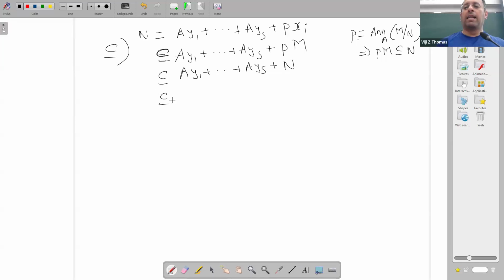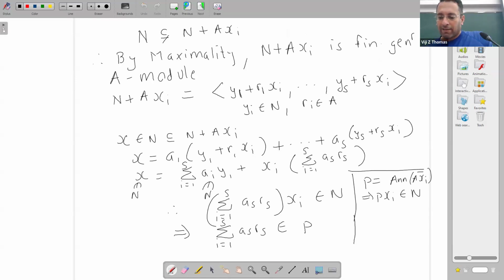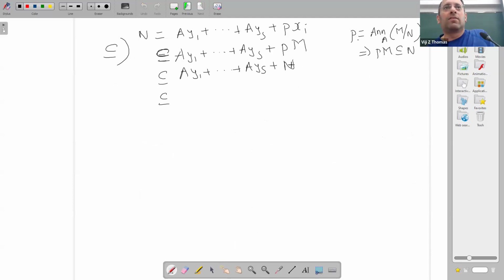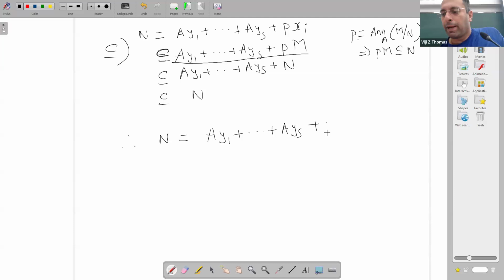Now, this is contained in what? Where are the y_i's? Let's look at the previous page. The y_i belong to N. Okay. So these are all in N and this is also in N, so the whole thing is in N. So what has happened? We have squeezed this between N and N. So therefore N equals A y1 plus dot dot dot plus A ys plus Pm.